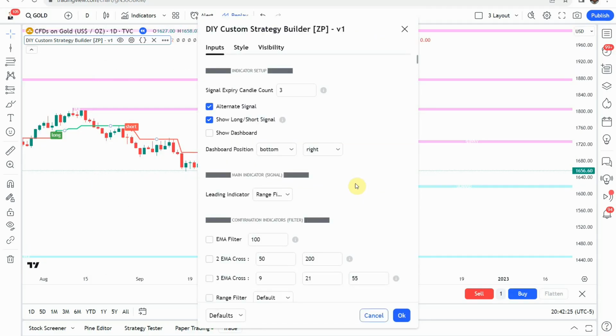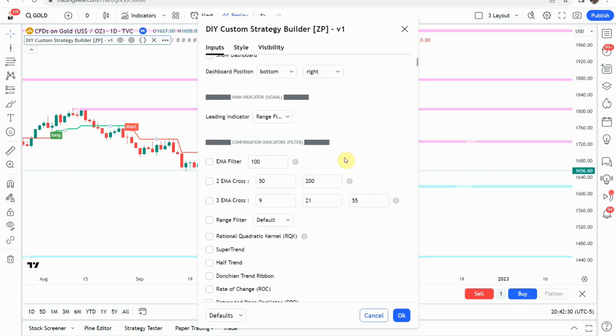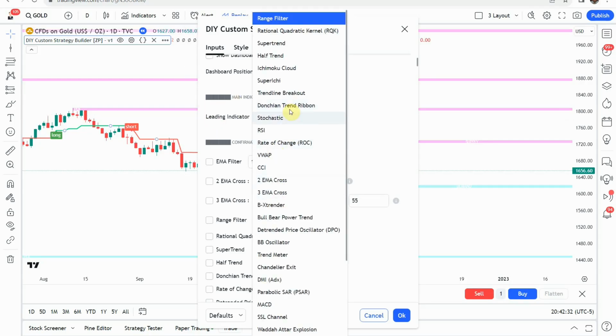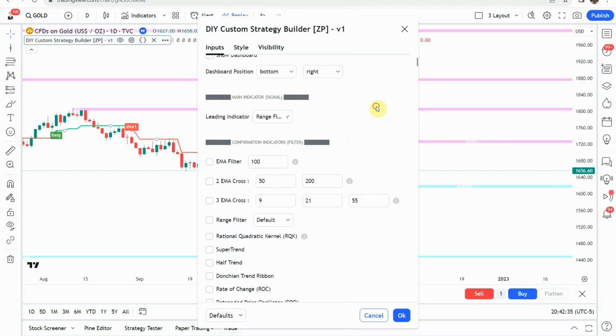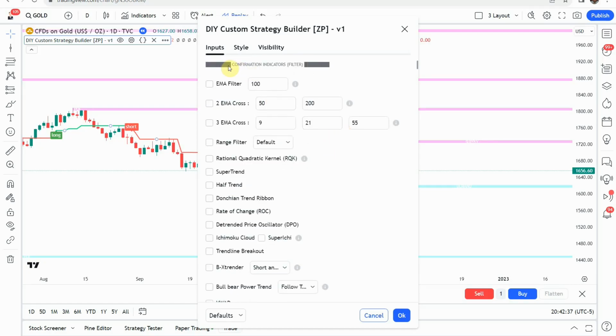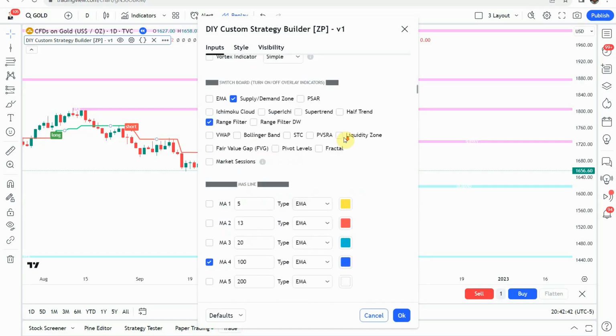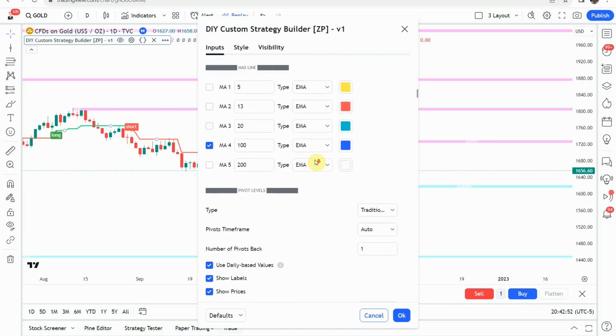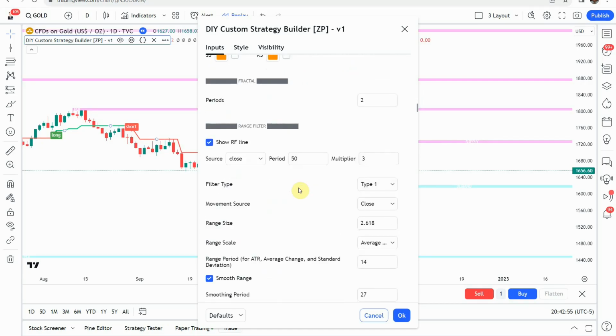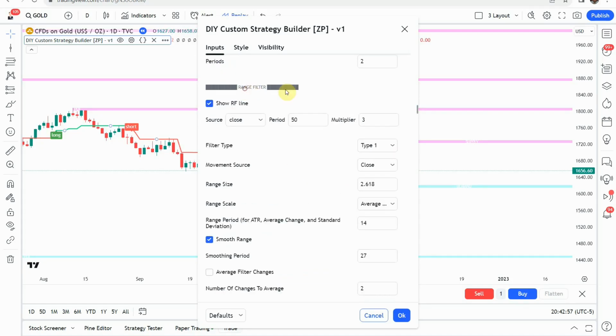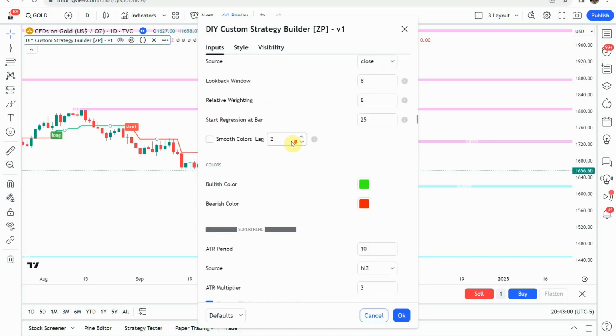If I click into it here, you can see we have a few settings at the top. Then we have our main indicator, which you can choose from any of these indicators here. We then have a series of confirmation indicators, again quite a few different ones. This is the switchboard, the different indicators that you can turn on and off so you can see their visual side. And then down from there, we run into the different indicators and the ability to modify their settings.